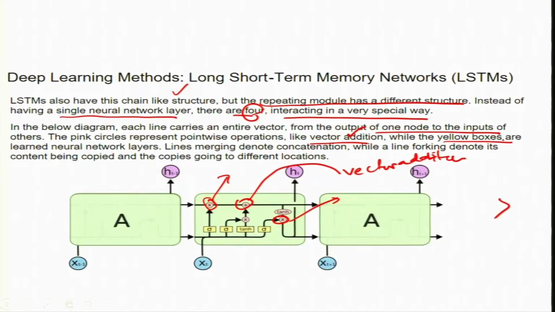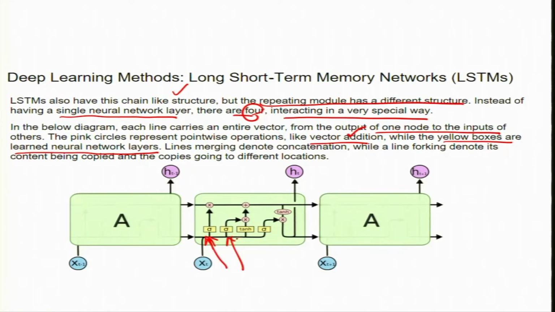While the yellow boxes are learned neural network layers, their functionalities we will explain later. These lines are merging, they denote concatenation, while the line forking denotes its content being copied.